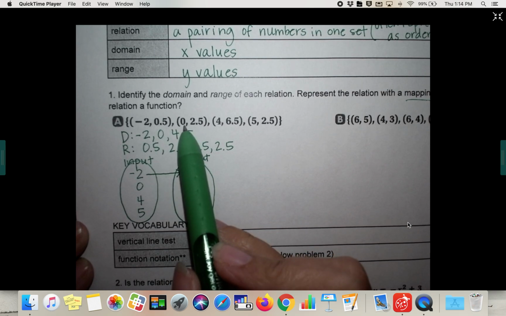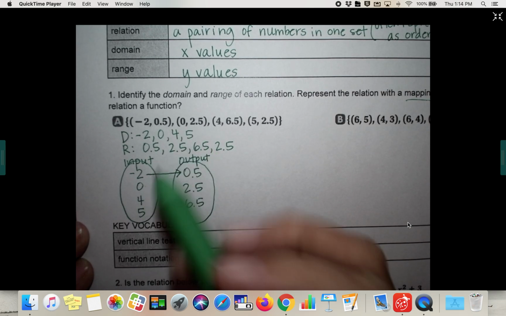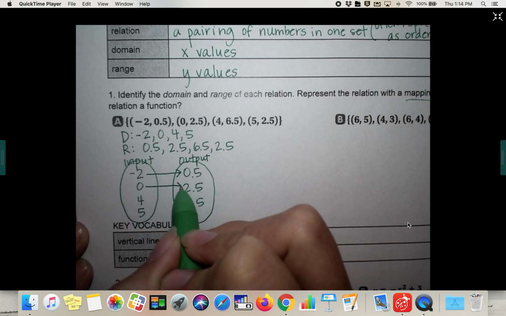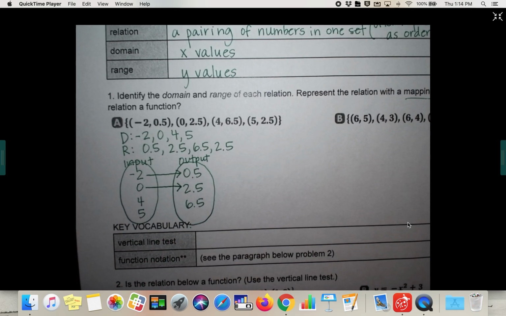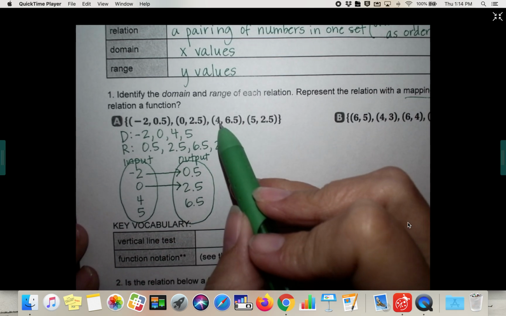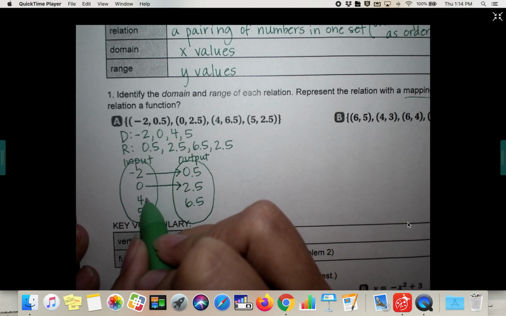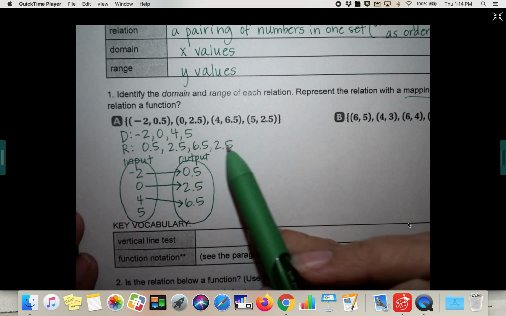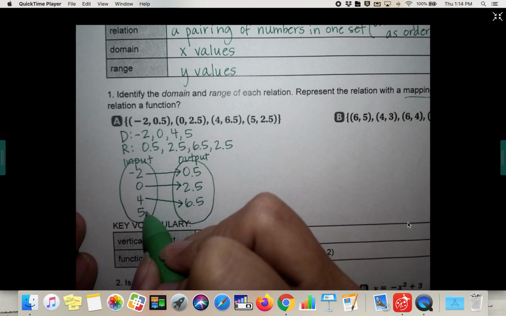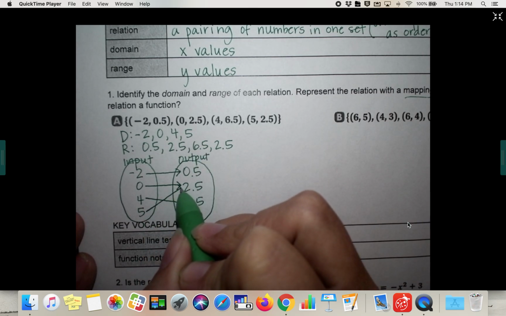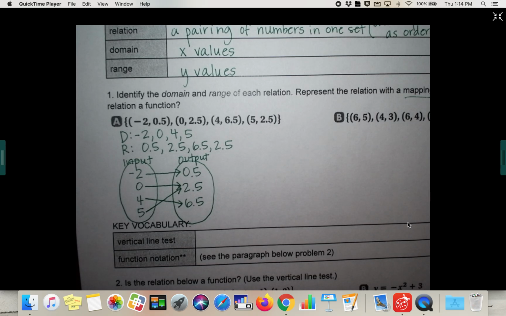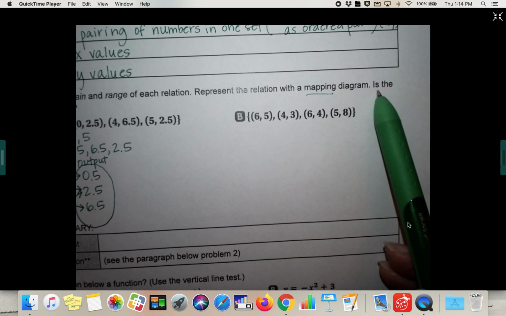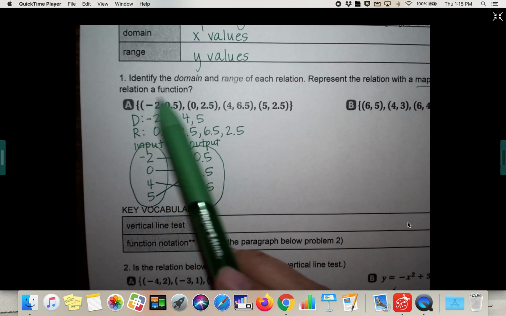Okay, then the next one is 0, 2.5. So from 0, the input goes to 2.5, which is the output. The next one, 4 and 6.5. 4 is the input, 6.5 is the output. And then the last one, 5, 2.5. 5 is the input, 2.5 is the output. So the question is asking, is the relation a function?